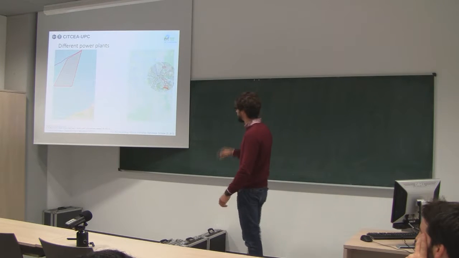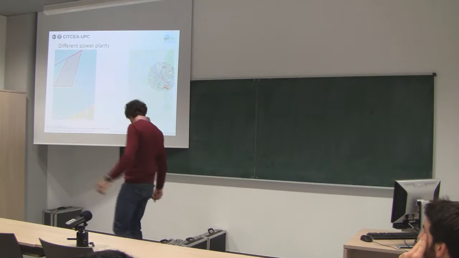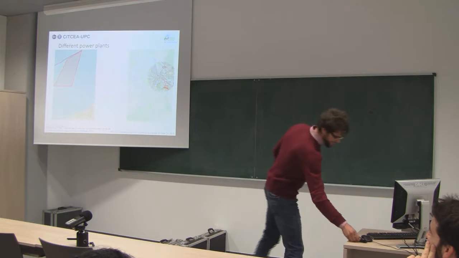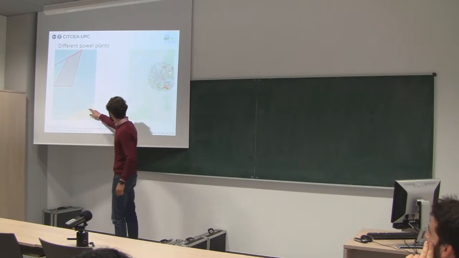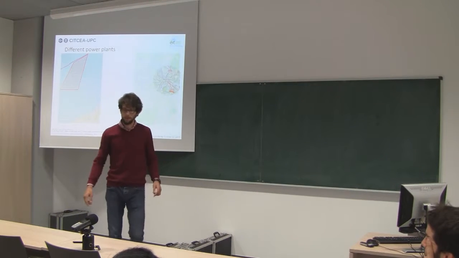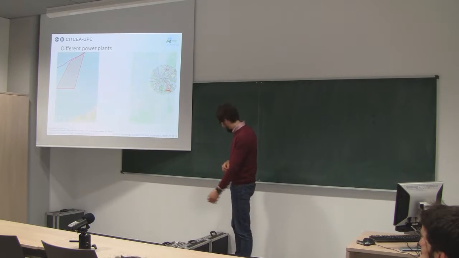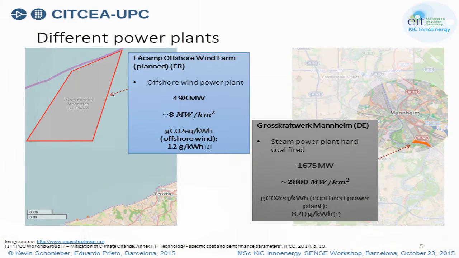It's the same scale. Here you see the small city of Fécamp and the area where the wind farm will be built. On the other side you see Mannheim, and here a coal-fired power plant, and we see that the area of the wind farm is almost the whole of Mannheim. That's the reason why we go offshore, because it needs a lot of space. Single wind farms together build a large power plant, and they have to be spaced so that every wind turbine gets some wind and can produce power.